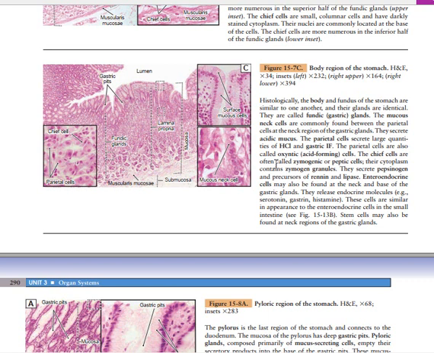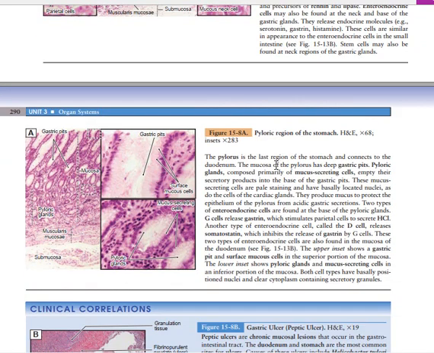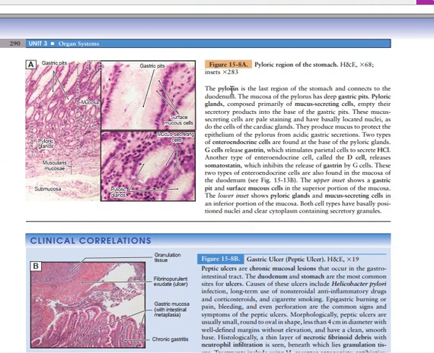An example of those consists of the G cells, and those G cells produce gastrin. Other cells you have are the D cells, and the D cells produce somatostatin. Is it clear? Gastrin is going to help in the stimulation of the gastric juice, while somatostatin is going to help in the inhibition of the production of the gastric juice. Is it clear? So the pyloric region of the stomach.